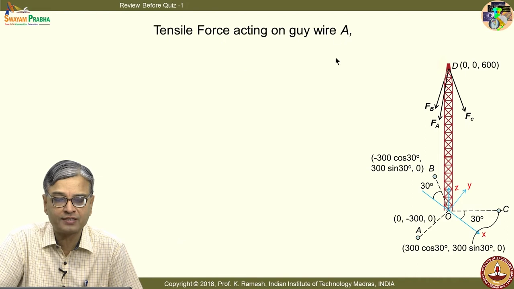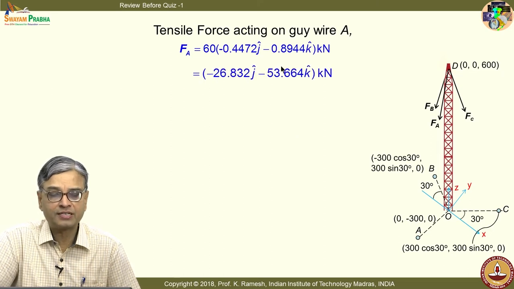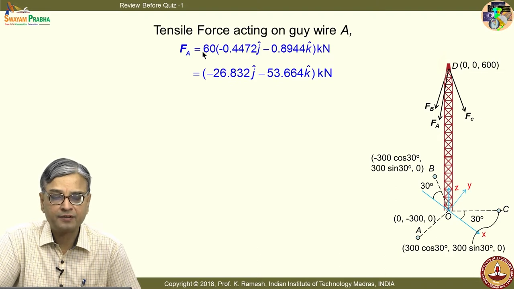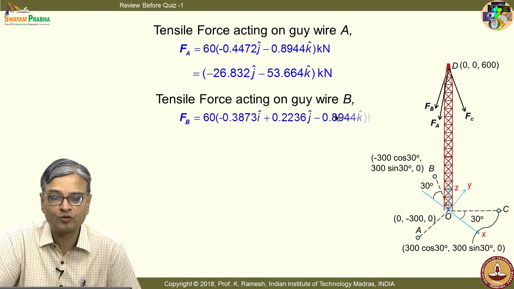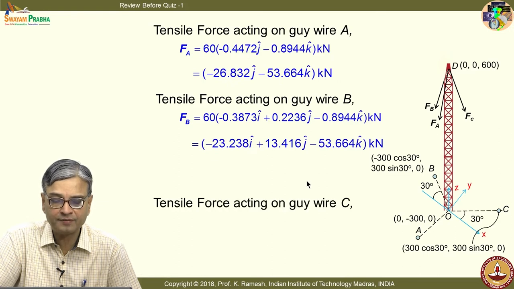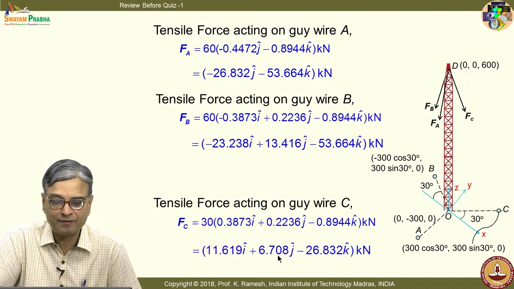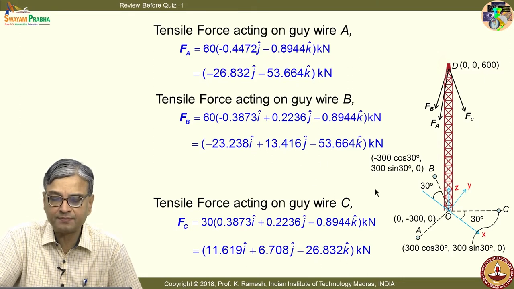I have to find out what is the tensile force acting on the guy wire. I get this value because it is given in the problem what is the tension in A, and I have the unit vector. So, similarly, I can find out what is the force acting on guy wire B. I can also find out the force acting on guy wire C. It is all fairly straightforward. You have a little bit of arithmetic involved. Other than that, the procedure is very, very simple.